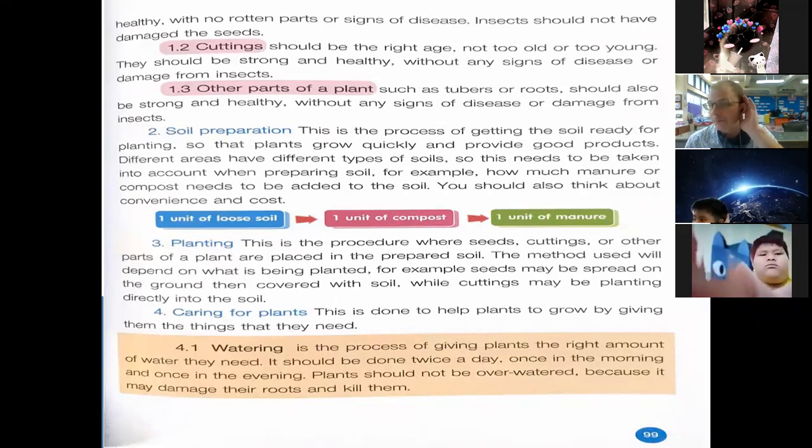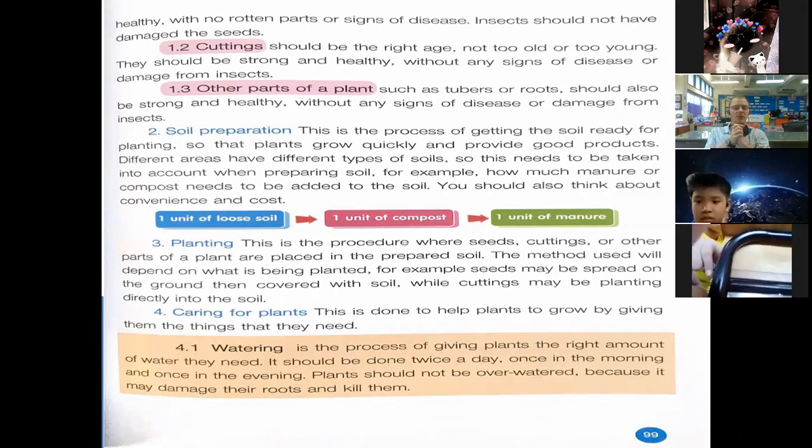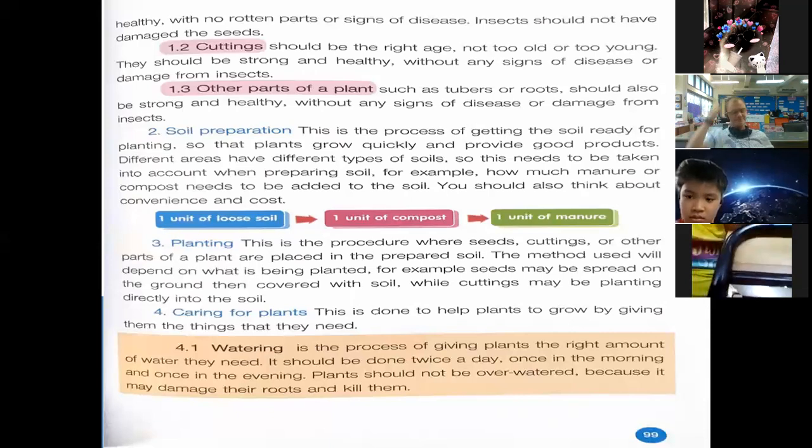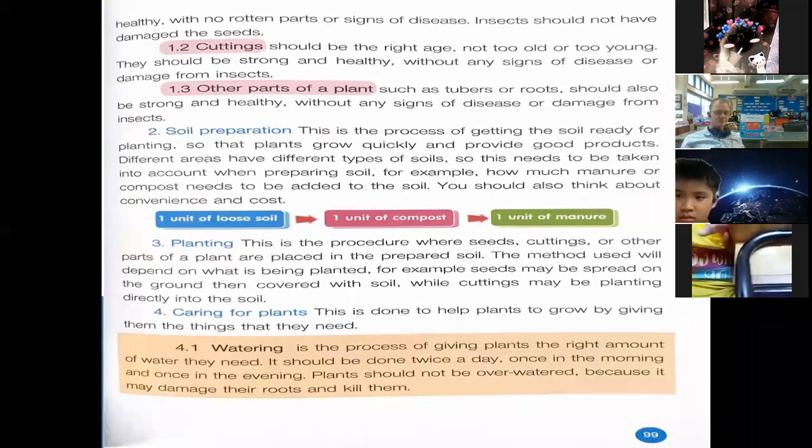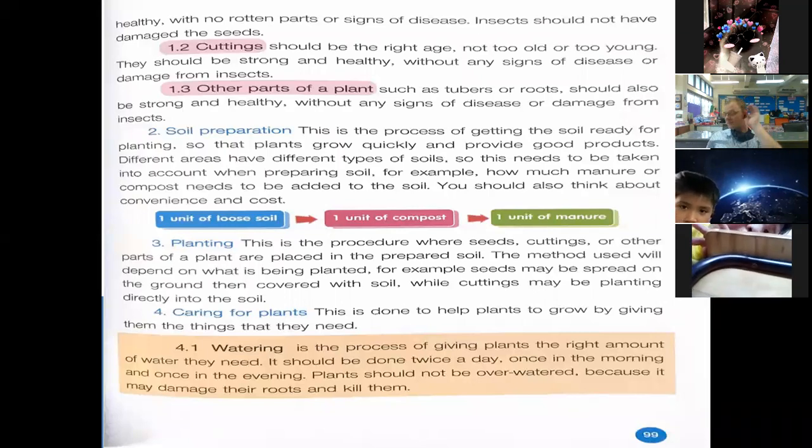Let's hear. What do we need when planting in soil? Anyone who can tell me? Are you with me? Are you ready? Let's hear some answers. What do we need when planting in soil? I want 3 things.